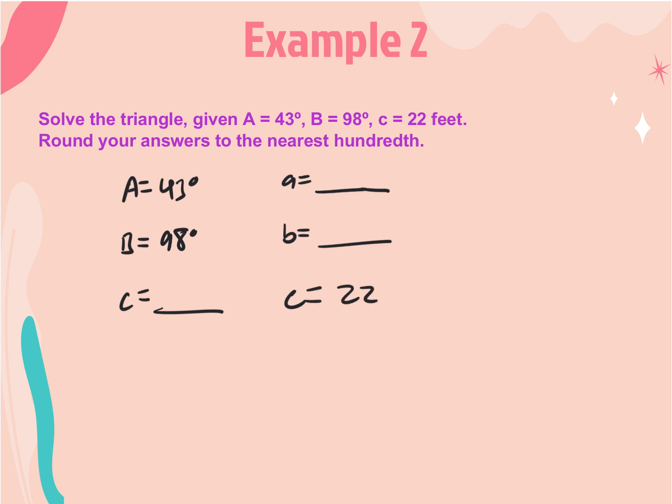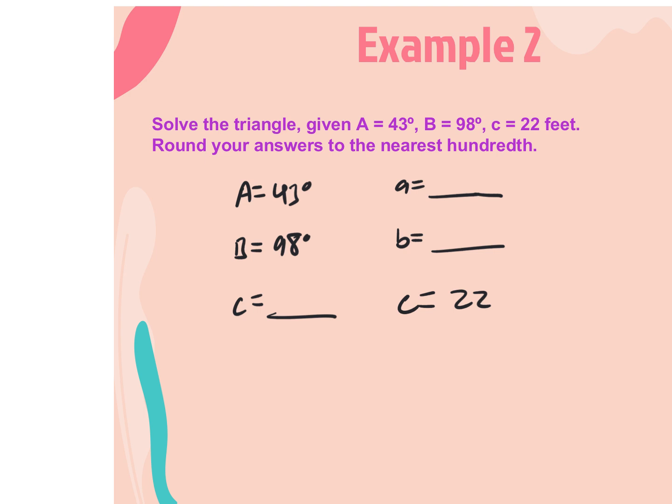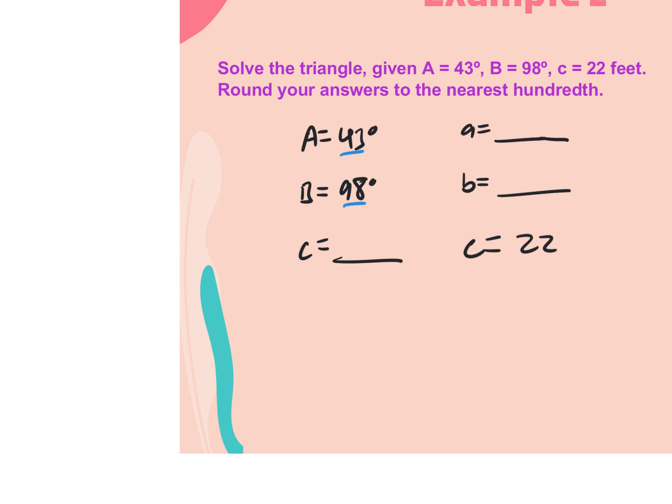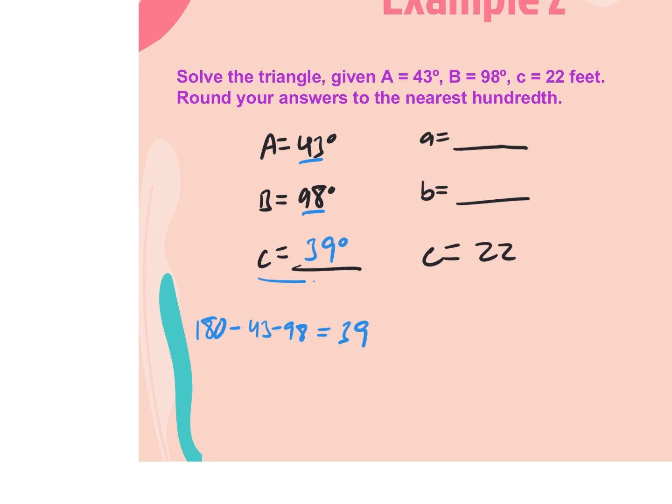Keep in mind, just by looking at this, I don't have any pairs. I don't have an angle that matches its corresponding side. But what you can do is add A and B and then subtract from 180 to get my angle C. So I can do 180 minus 43 minus 98, which is going to get you 39. So I have all three angles now. And now notice we have a pair. I have a side C and an angle C.